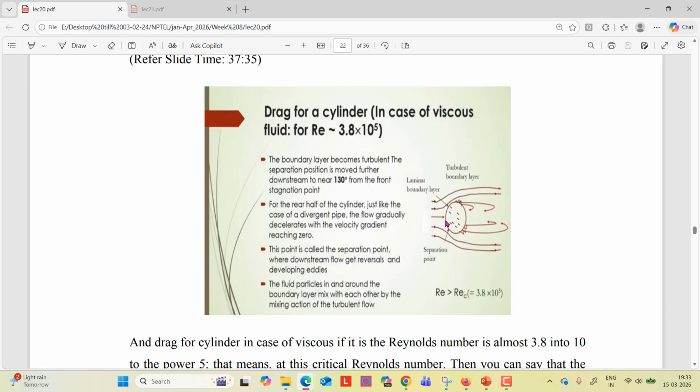Right? For the rear half of the cylinder, just like the case of a divergent pipe, the flow gradually decelerates with the velocity gradient reaching zero. This point is called the separation point. So you can see this is the separation point where the downstream flow gets reversals. Here, that means the downstream flow wants to come back because the flow speed is very high, developing eddies. The fluid particles in and around the boundary layer mix with each other by the mixing action of the turbulent flow.